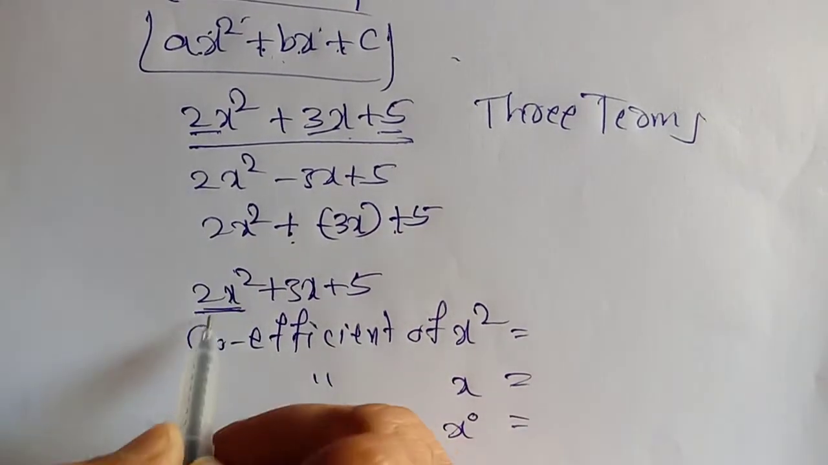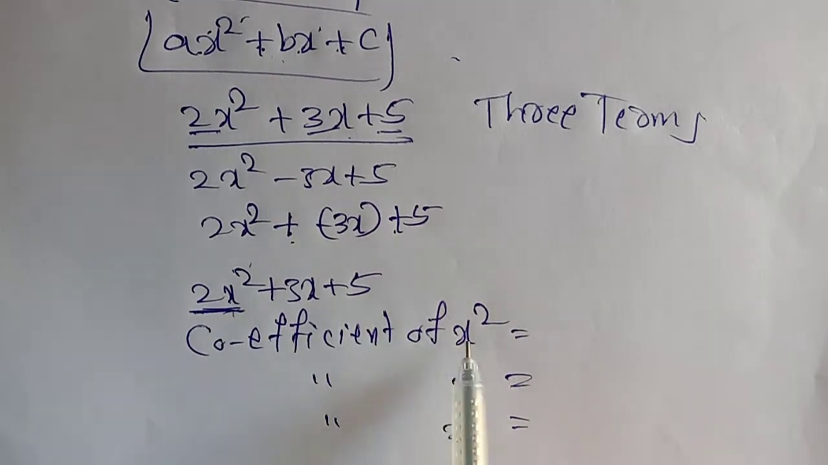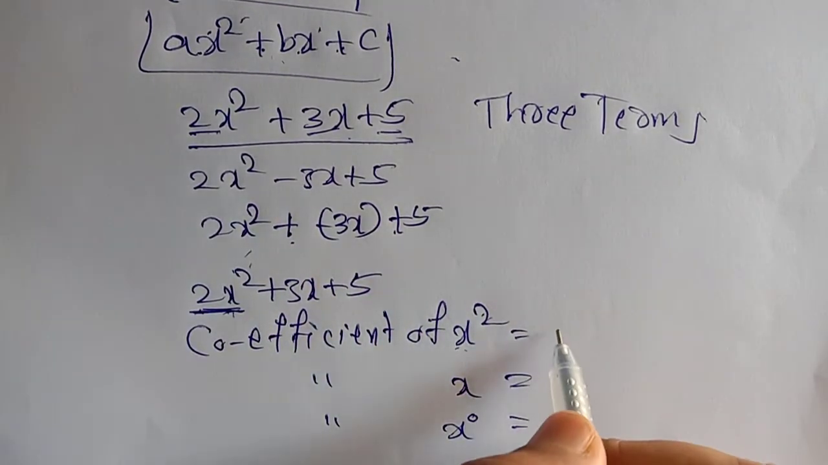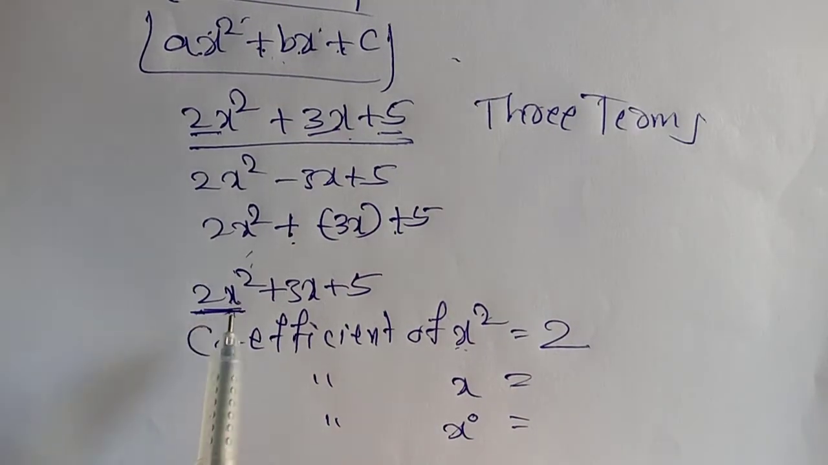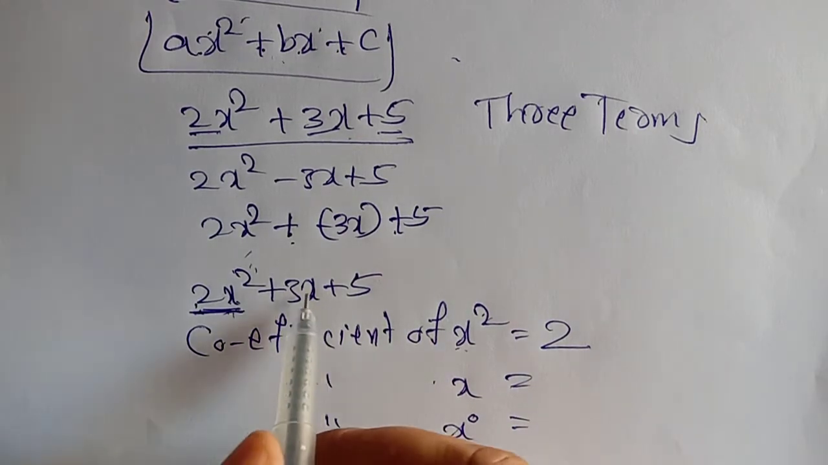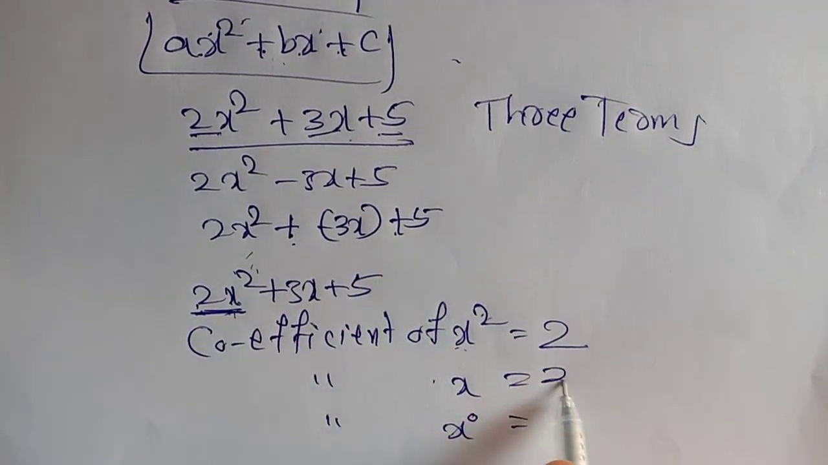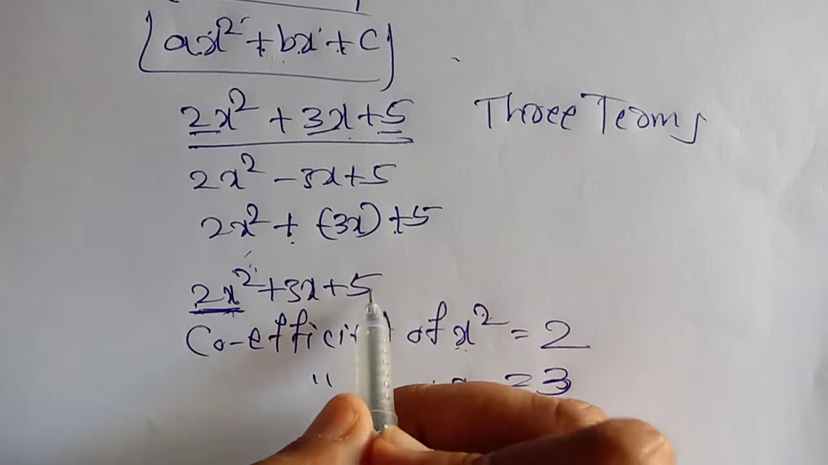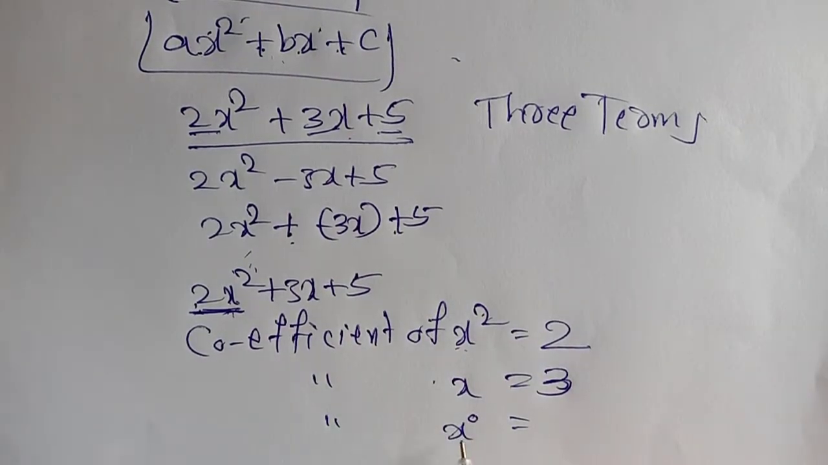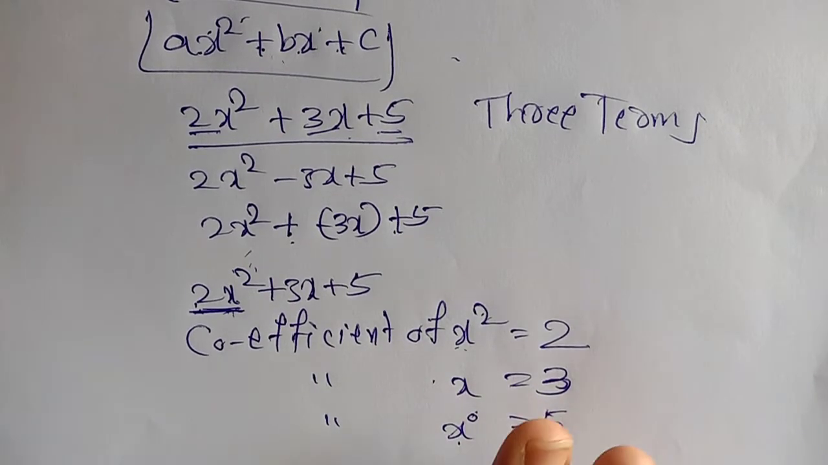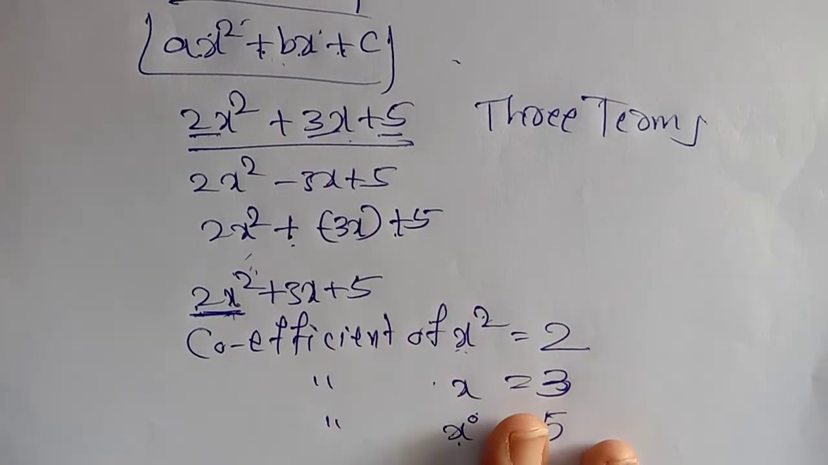First we will take the first term, x square. What is the coefficient of x square here? 2. Coefficient of x square is 2. And what is the coefficient of x here? Coefficient of x is 3. Okay. And what is the coefficient of 5? Here x is not there, which means x to the power 0 is there. What is the coefficient of x to the power 0? We have to say it as 5. Okay, this is called a coefficient.